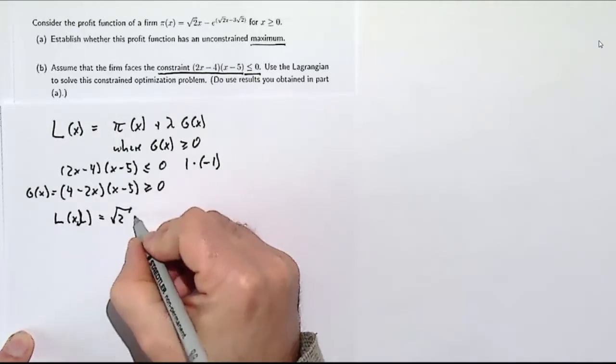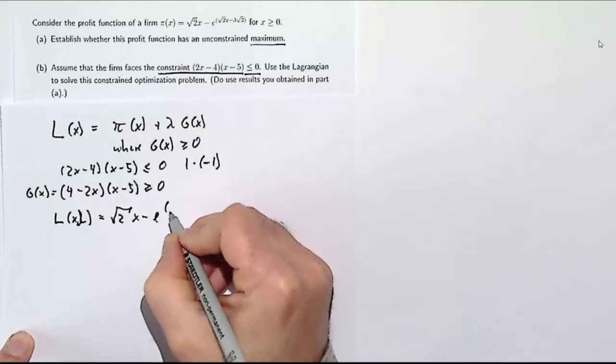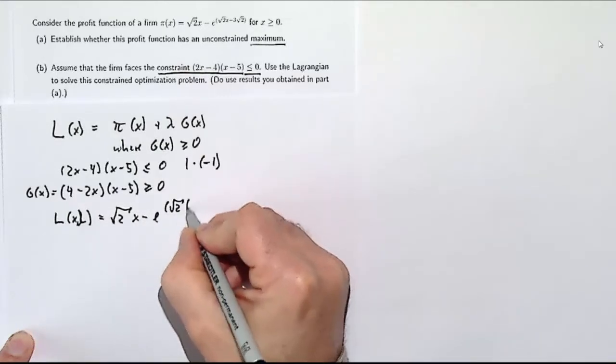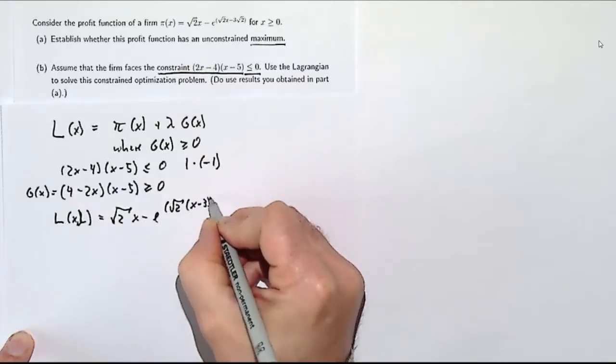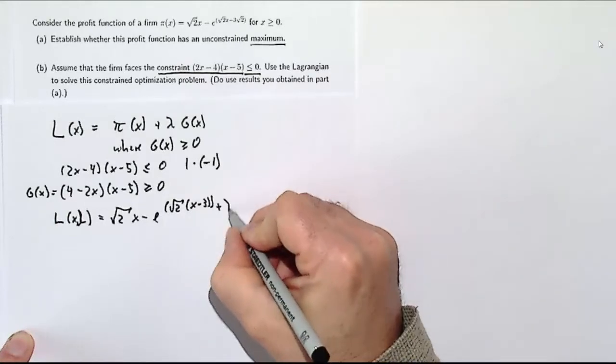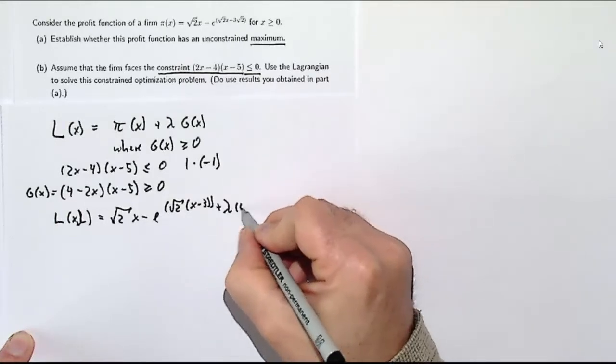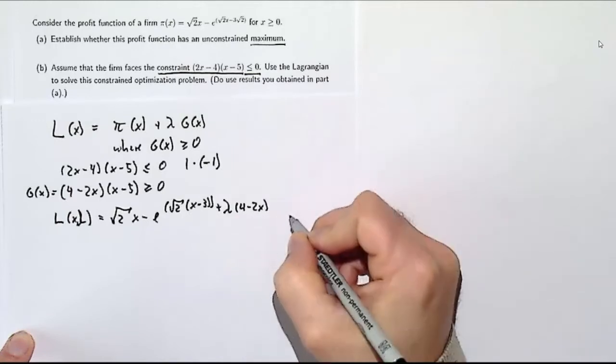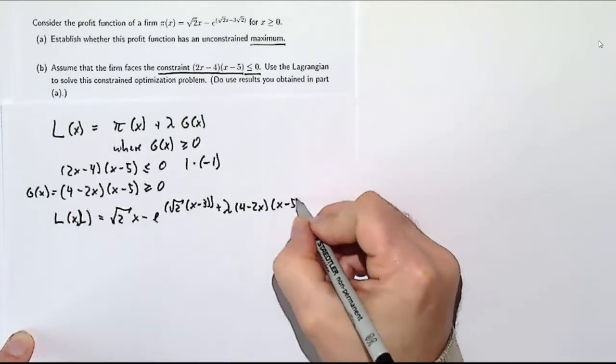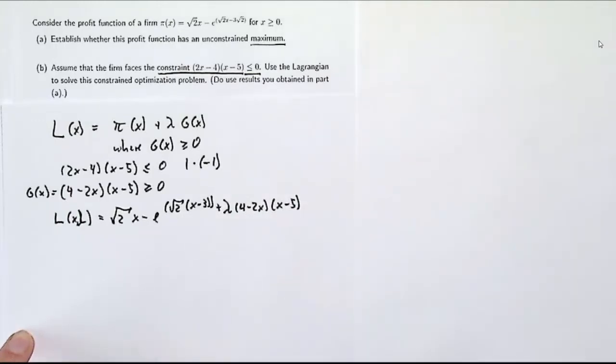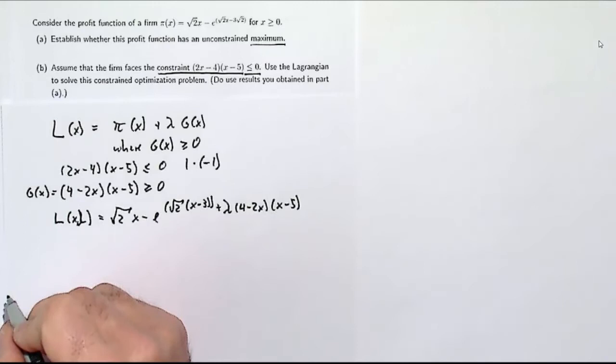and that term we can use as our constraint g of x. Now we can write down the Lagrangian function. For our particular case, we should really put a lambda in here. The Lagrangian is a function of x and lambda. It is our profit function replicated, and then plus lambda times the constraint which we have just derived, 4 minus 2x times x minus 5.